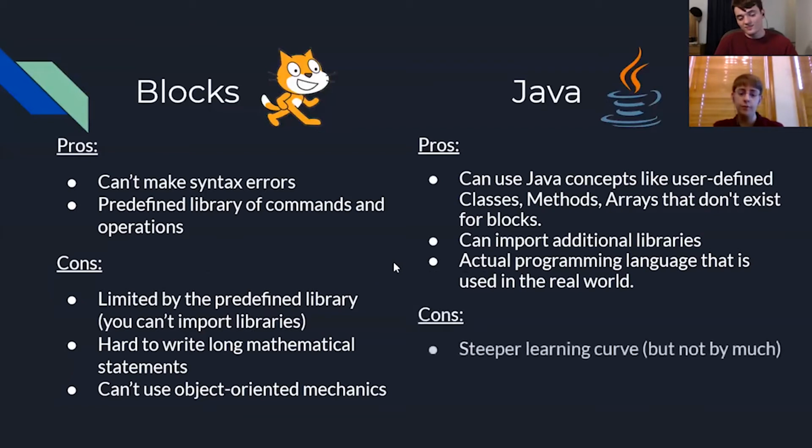The cons for Java are mainly just a steeper learning curve, because Java does have a steeper learning curve than blocks, but it's not by much. Mainly for Java, it's the syntax that is different from learning blocks, because really the steepest part of the learning curve for learning any programming language is learning how to program logic. And so if you're going to take the effort to learn how to program logic, you might as well just go that extra step and learn the slightly more complicated syntax of Java in exchange for getting real-world technical skills.